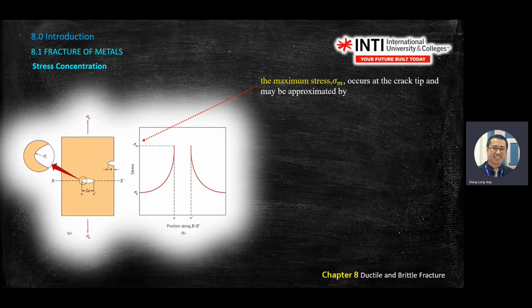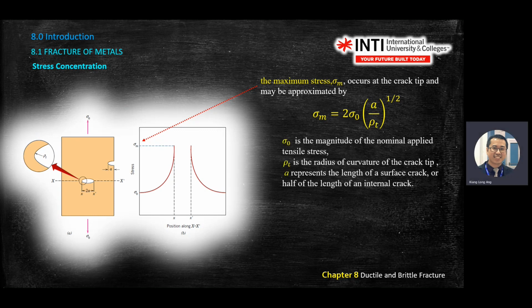So the maximum stress is at the tip. The maximum stress at the tip is given by one equation. This equation is important. The maximum stress at the stress raiser will be 2 times the nominal stress times the square root of a over rho t. This is a power of half, a square root equation.